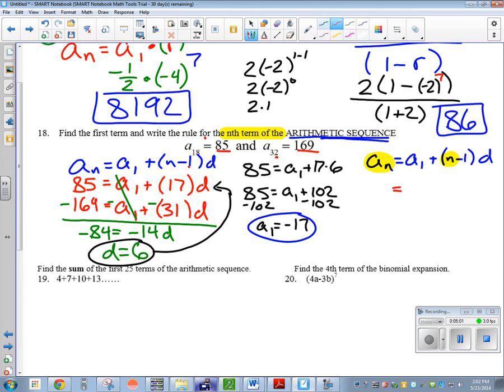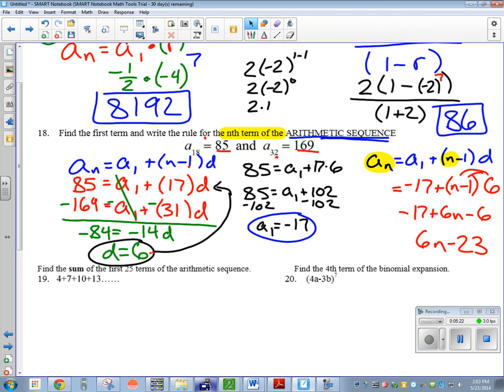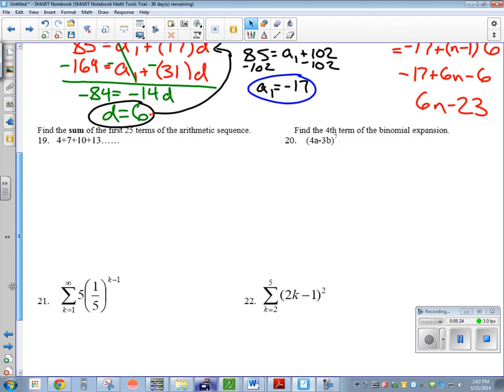So a sub 1, we know, is negative 17. N minus 1 stays there. D, I know, is 6. All I need to do is distribute and then combine negative 17 and negative 6 to get me 6n minus 23. There's that one. We're almost done. Long video. Hopefully you're getting something out of it.